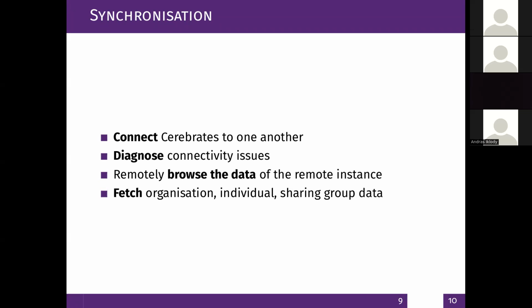So as for synchronization, very similar to MISP again. Cerebrates themselves can interconnect with other Cerebrate instances, diagnose issues with the connectivity, remotely browse data from the other Cerebrate instances, and finally fetch and ingest data from the other instances. So it's pretty straightforward. We can move on to the next slide.